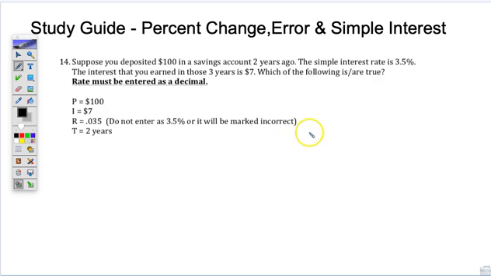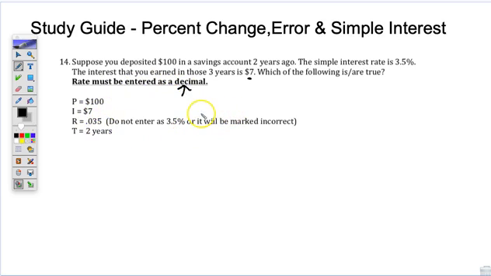Okay, for the last question, suppose you deposited $100 in a savings account 2 years ago. The simple interest rate is 3.5%. The interest that you earned in those 3 years is $7. Which of the following is or are true? Rate must be entered as a decimal. So in digits, they always want to see the rate entered as a decimal.